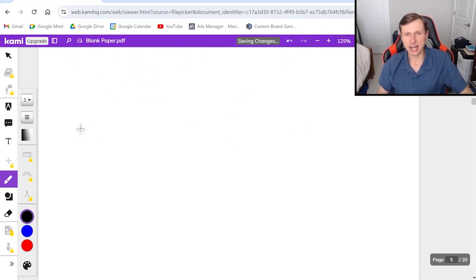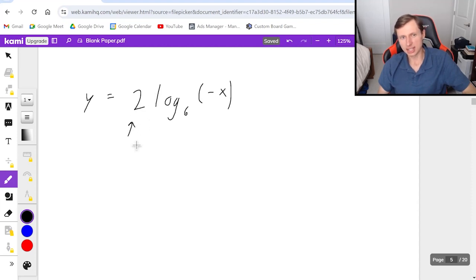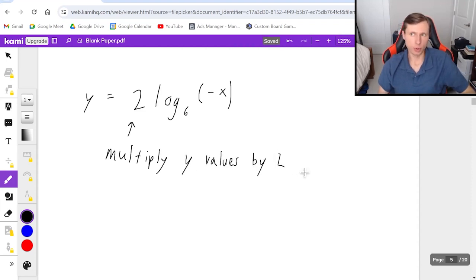Now let's see if you can get this last example without me. It is y equals 2 log base 6 of negative x. And I know we haven't talked about this 2, like what does this 2 do? I'm just going to tell you what the 2 does is you need to multiply your y values by 2. And it doesn't matter if you do that before the reflection or after the reflection, as long as you do it before the shift. And honestly, we don't even have a shift here, so that doesn't matter. So go ahead, give it a try, and hopefully your answer will match mine.